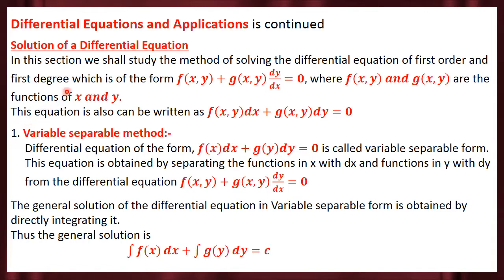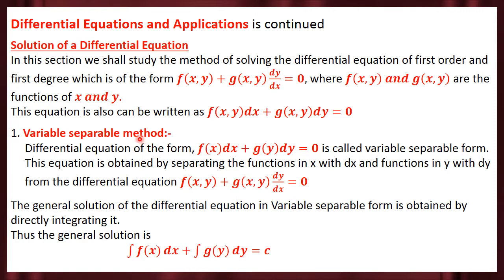Now, we are going to learn about the method of solving the differential equation of first order and first degree, which is of the form f of xy plus g of xy dy by dx is equal to 0, where f of xy and g of xy are functions of x and y. This differential equation can also be written as f of xy dx plus g of xy dy is equal to 0. Now, the first method of solving the differential equation is the variable separable form or variable separable method.